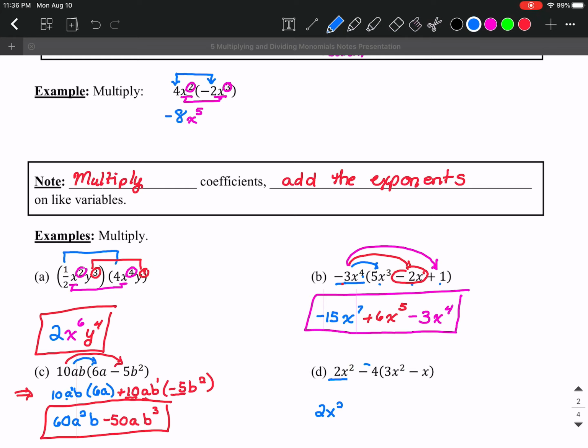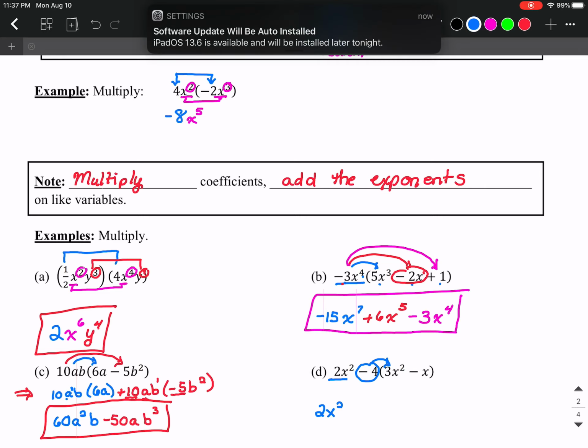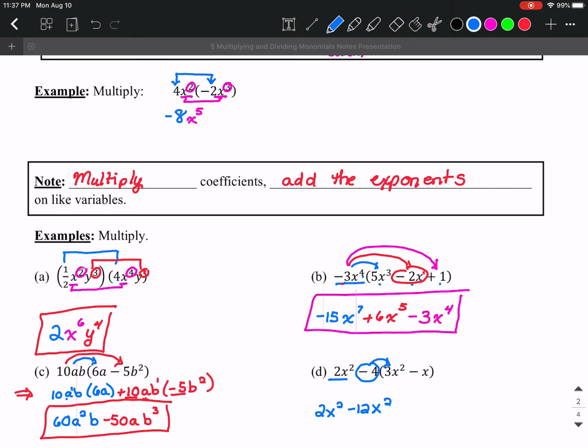What's being distributed, what's being multiplied is the negative 4. So negative 4 times 3x squared. Negative 4 times 3 is negative 12, and we keep the x squared. Then we have to distribute the negative 4 times negative x. Well, that's a negative 4 times a negative 1. That's positive 4. And I have an x with only one exponent. Unfortunately, we're not done with this problem because we have 2x squared minus 12x squared. We can simplify that. 2 minus 12 is a negative 10x squared, and then we keep that plus 4x.